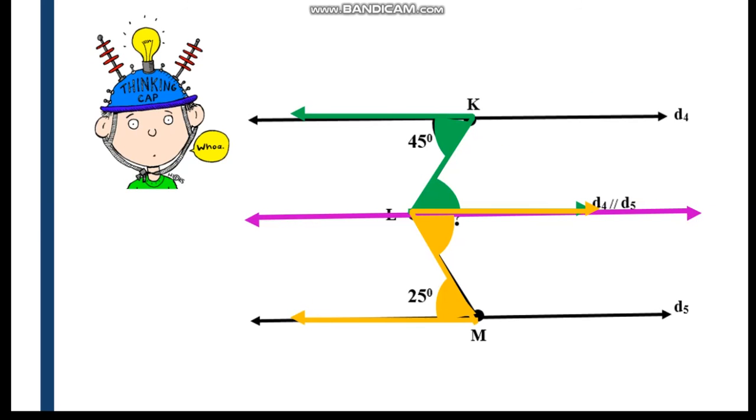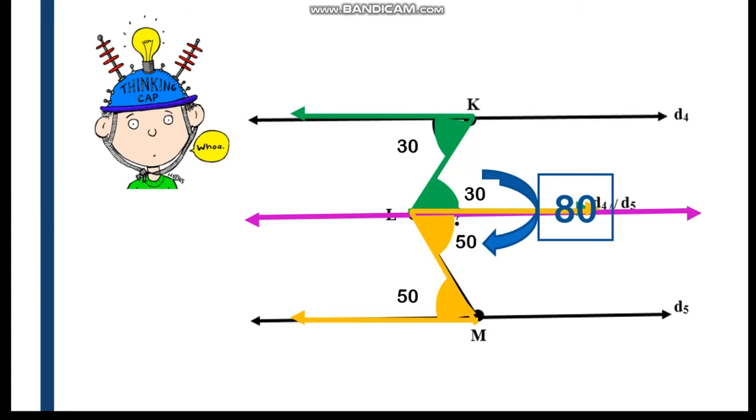Let's change the numbers of this question. Let's say K equals 30 degrees and M equals 50 degrees. And what is L? We can easily say that this part, the green part, equals 30 because of alternate interior angles. And the other yellow part will equal to 50 because of another pair of alternate interior angles. So L will equal to 80.